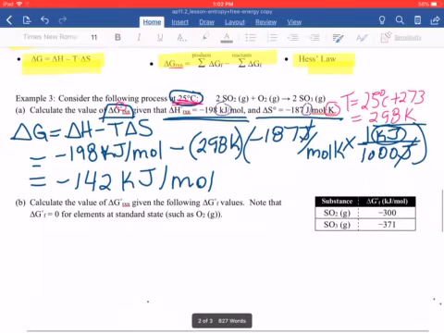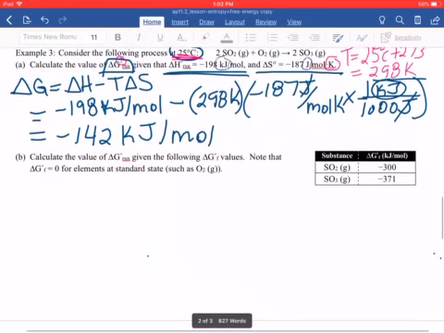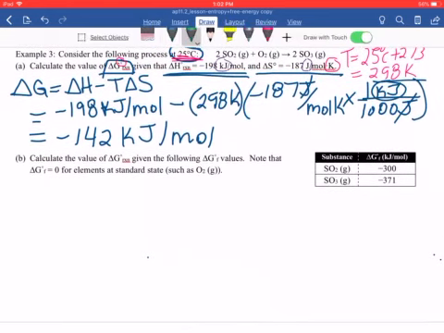All right, for B, we're going to do products minus reactants, so that this is the same as it's always been. So we have to calculate delta G, Gibbs free energy, given the following delta G of formation. So whenever you see GF or HF or SF, you're doing products minus reactants. So that formation, that little f, is products minus reactants.